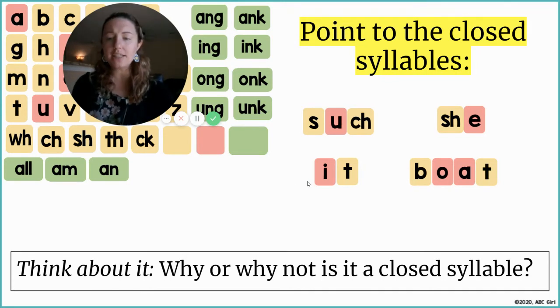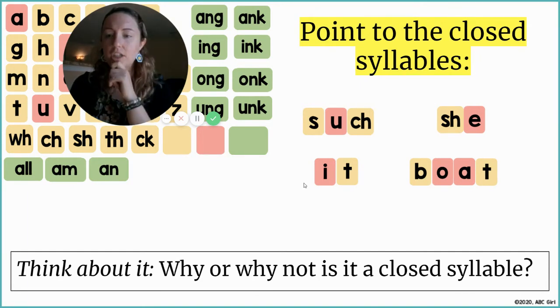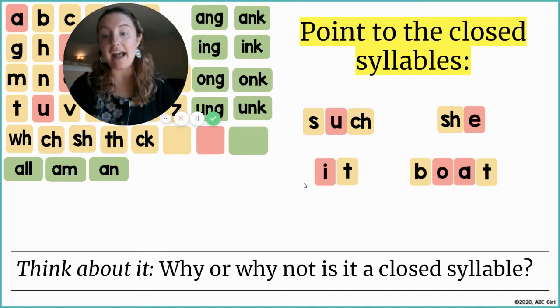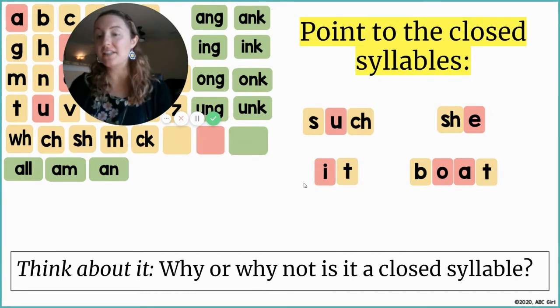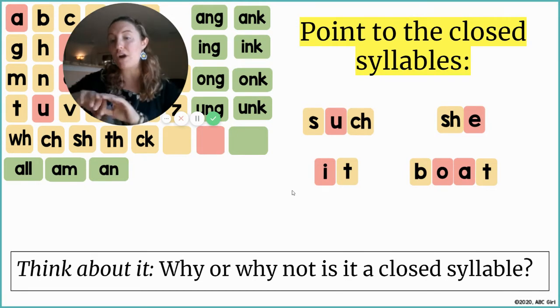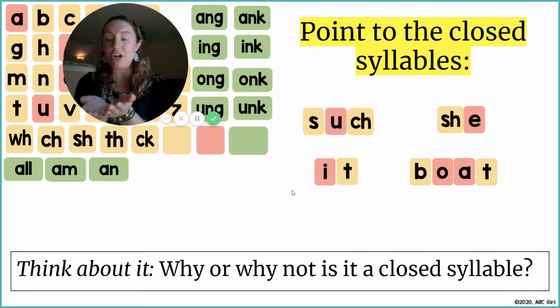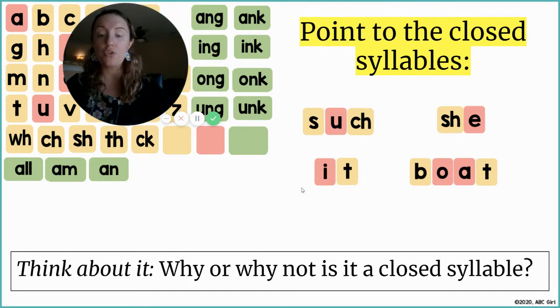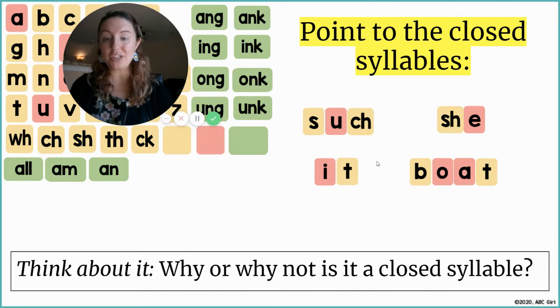But there's no consonant in the beginning of the word "it." Is it still a closed syllable? It is still a closed syllable, and here's why. There does not need to be a consonant in the beginning of the word as long as the word has nothing before it, like the word "it." But there's a consonant at the end, which is important. So the word "it" has a closed syllable.